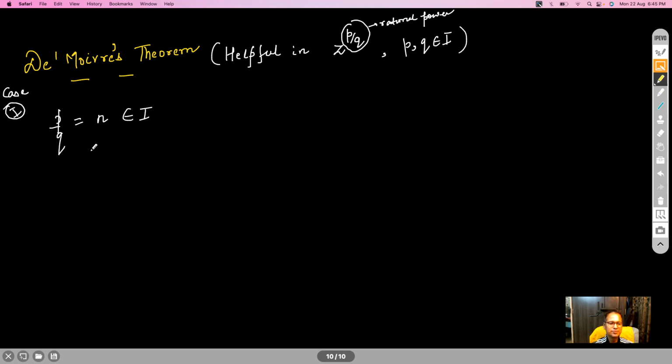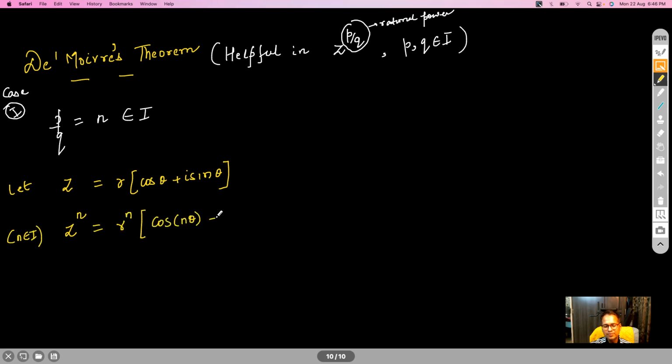So in such a case, de Moivre's theorem says that if you have a complex number which you have written in the polar form like this, and you are raising the complex number z to the power of n, being an integer here, then the modulus gets raised to the power of n and the argument gets multiplied by n. Right? So the modulus gets raised to the power of n and the argument gets multiplied by n.